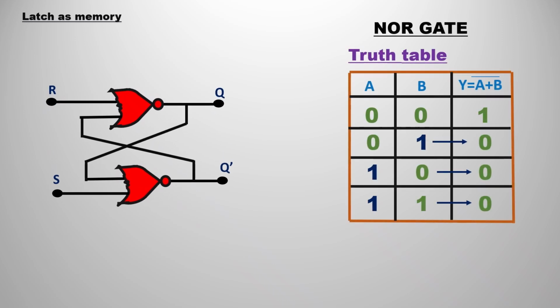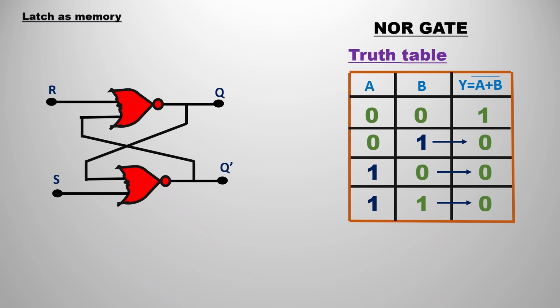Before seeing the truth table of the latch and putting in the values to verify it, we need to understand the NOR gate truth table. I hope you know the NOR gate truth table, because this is the implementation of the latch with the help of NOR gates. We have another implementation with NAND gates also, because these are universal gates. We will see NAND gates in the next video, but in this video just the NOR gates.